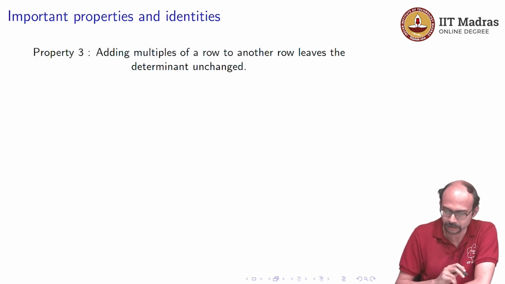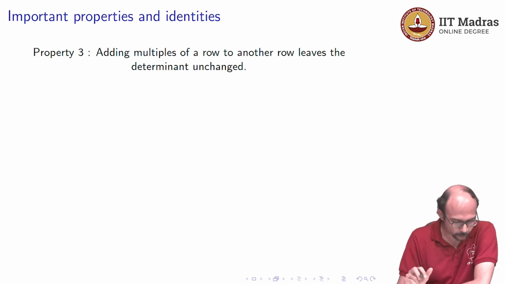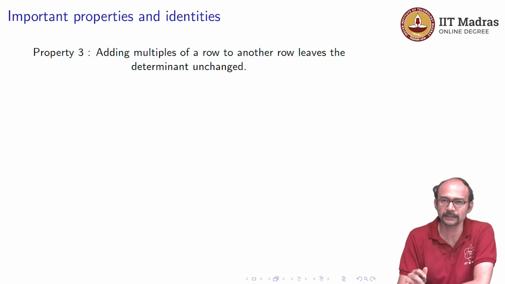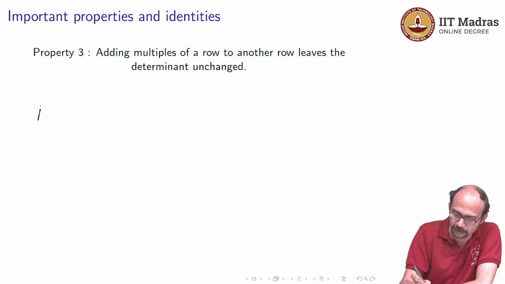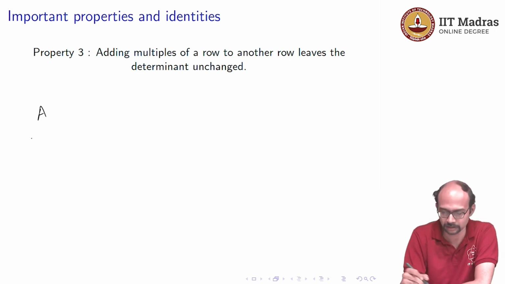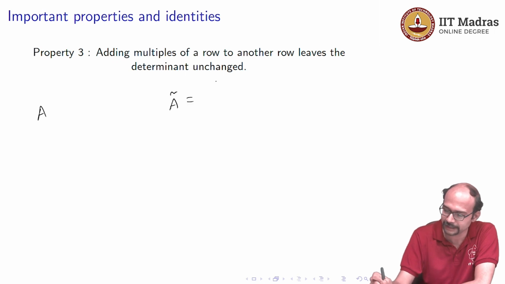Okay, let's move on to the next property that we want to discuss. I should have said in the previous slide that similarly, if you interchange columns, you get the same result. Okay. So adding multiples of a row to another row leaves the determinant unchanged. So what does this mean? So here's A, which was like in the previous slide, and what is A tilde? So let's say I add t times the jth row to the ith row.